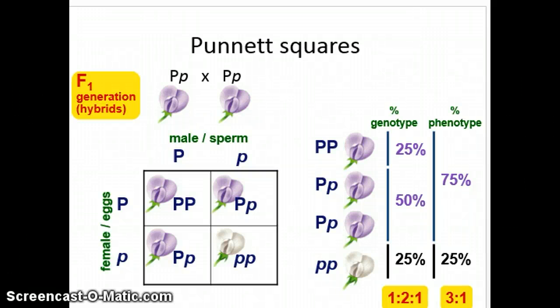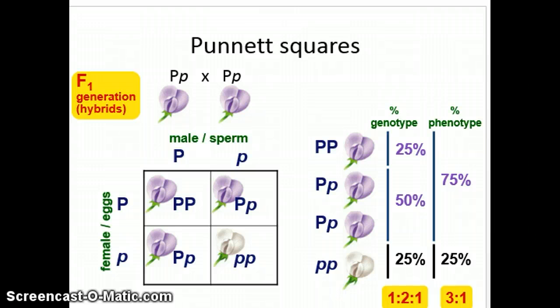This is part 3 of Chapter 14's lecture on Mendel's genetics. And here we have a Punnett square. This should be very familiar and a lot of review for you, but I just want to make sure that we are familiar with how to use these.